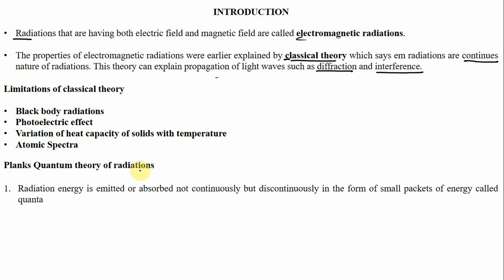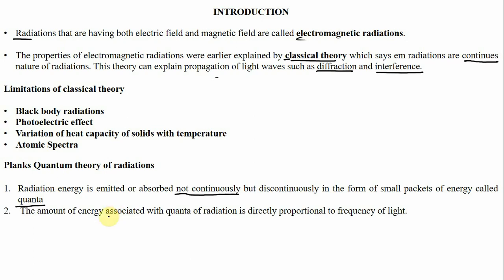The very first assumption is that radiation energy is emitted or absorbed not continuously. This is very important. These electromagnetic radiations are emitted or absorbed not continuously, but discontinuously in the form of small packets of energy, and these small packets of energy are called quanta. So what are quanta? These are the small packets of energy in which the electromagnetic radiations are absorbed or emitted. From this word quanta, quantum arises.